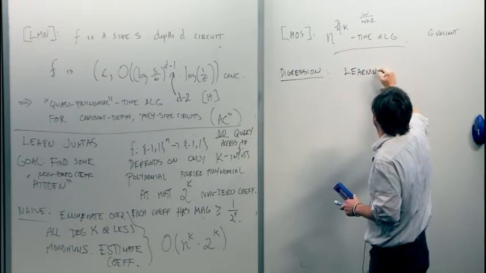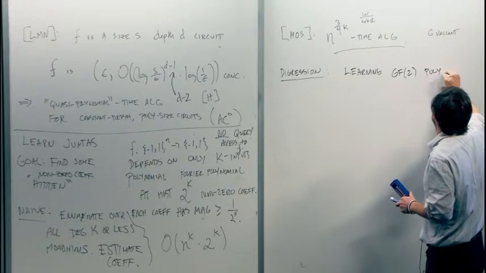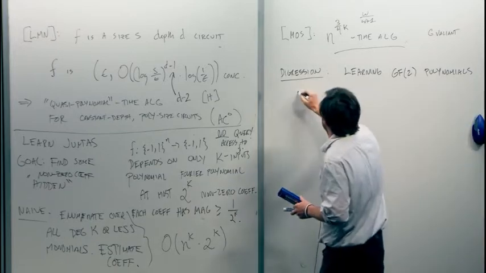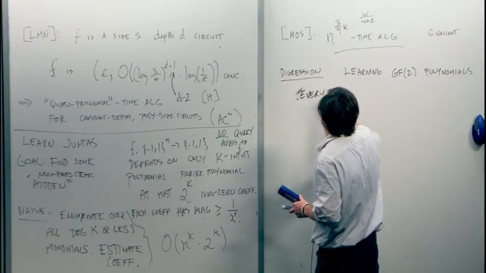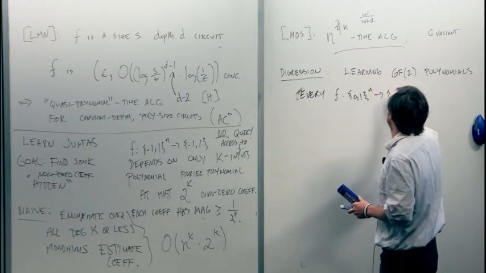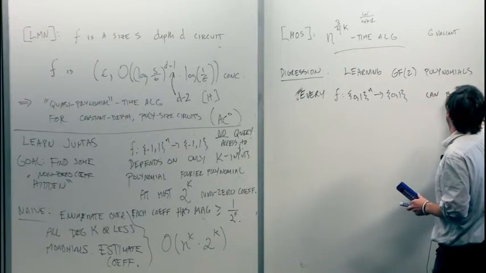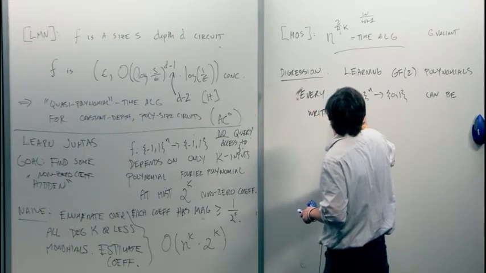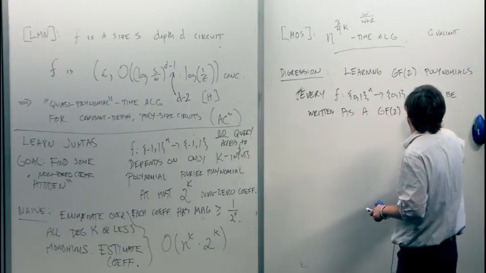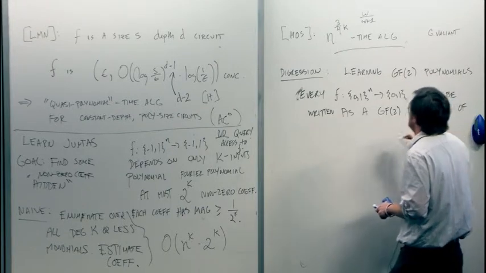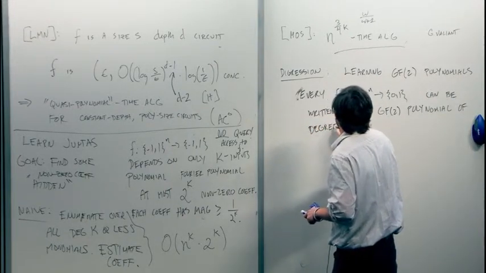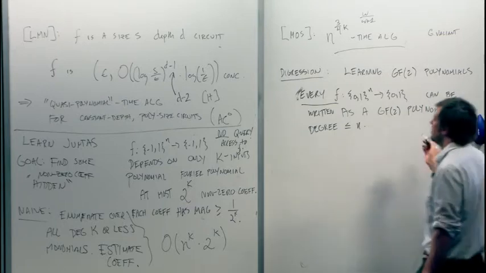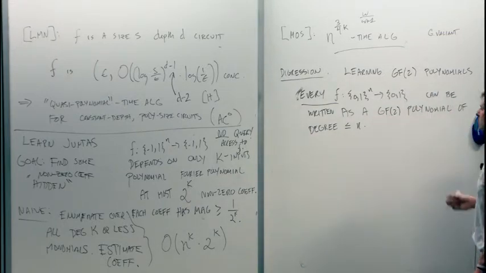and talk about learning GF2 polynomials. So this whole time we've been representing functions as real polynomials. It's also true that every f, now I'll write it as from {0,1}^n to {0,1}, can be written as a GF2 polynomial of degree at most n. So this is an easy fact. You can just interpolate all 2 to the n values using an appropriate monomial.